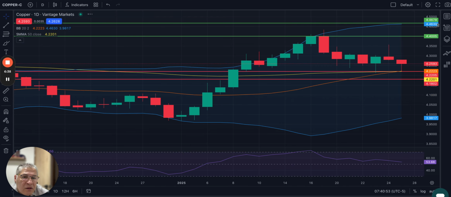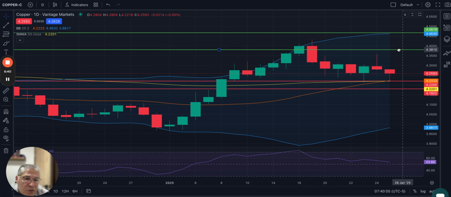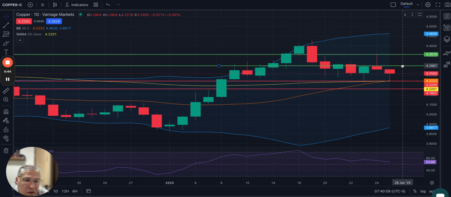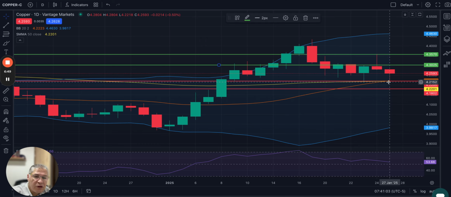Copper: let's lower that resistance to 430. Let's leave that crossing of the Bollinger Bands as a level of support that has done its job today.